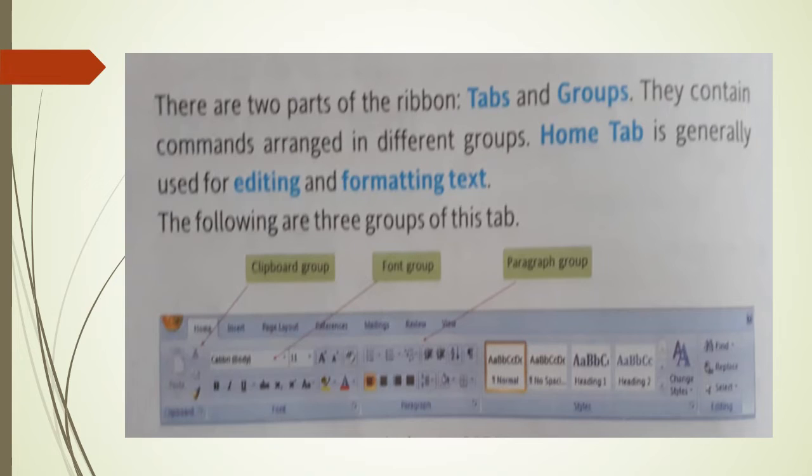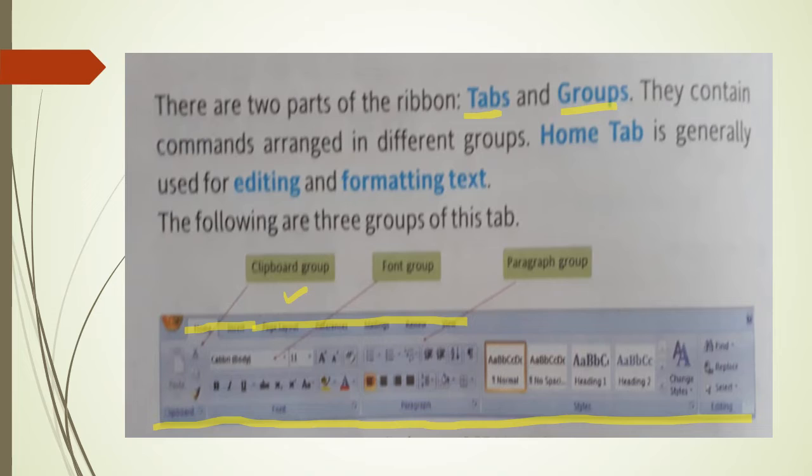Now see, this is our ribbon that I have shown in the previous picture also. The ribbon contains the tabs and groups. See, these are the tabs. Home, Insert, Page Layout, all these are known as tabs, and these tabs have different groups, called the clipboard group, font group and paragraph group. They contain commands arranged in different groups.